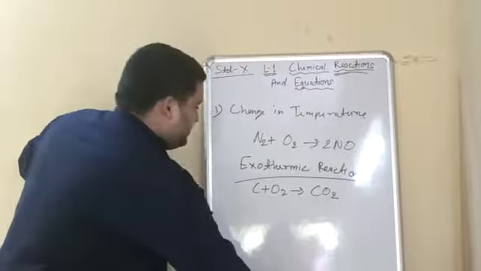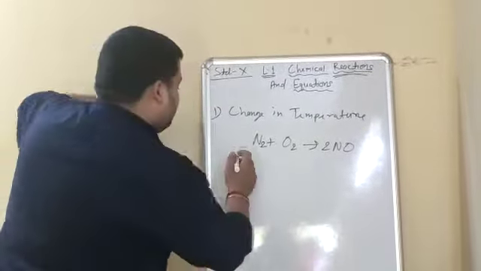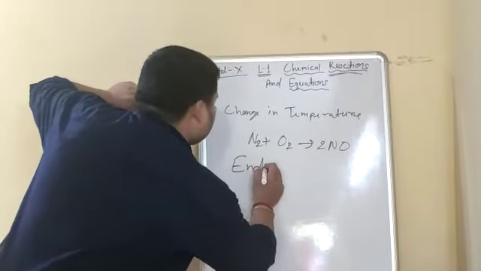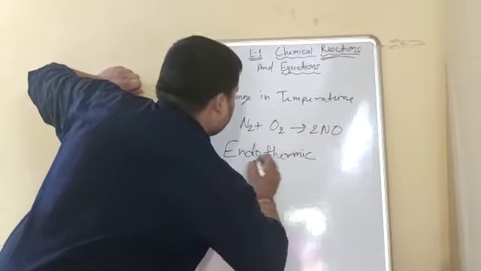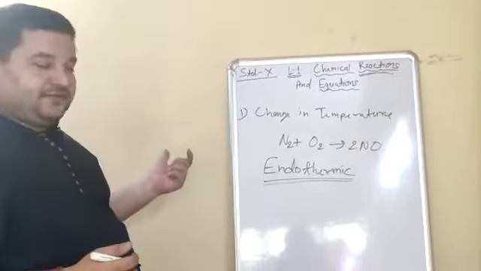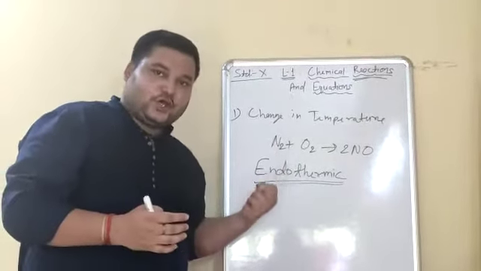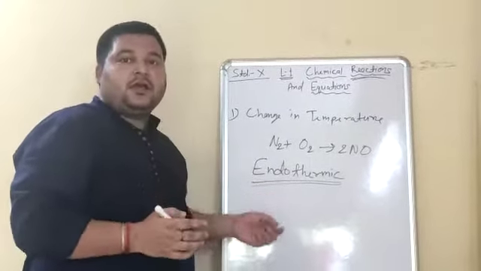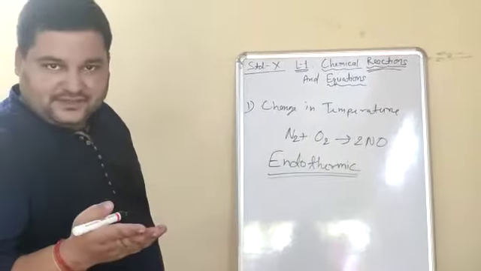absorbed. So it is known as endothermic reaction. Endothermic. So endothermic reaction is a reaction in which heat is absorbed. Any reaction in which heat is absorbed is known as endothermic reaction. Any reaction in which heat is released is known as exothermic reaction.